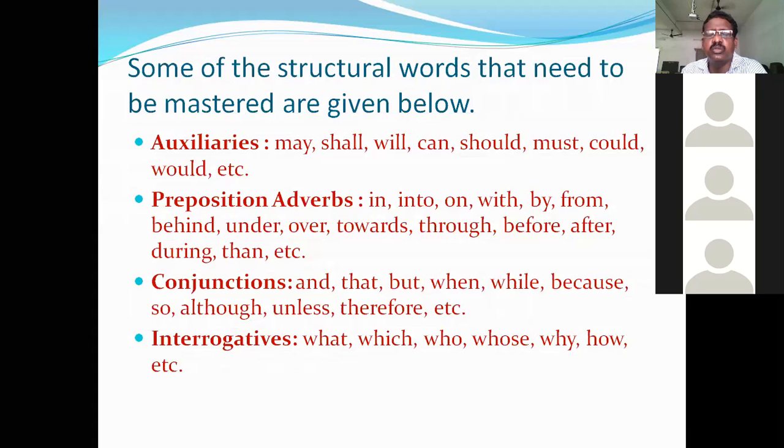When I went to his home, while I am writing, the fellow came. While I am writing, the fellow came. See, while is used as a conjunction, along with because, so, although, unless, therefore, etc. These are conjunctions.